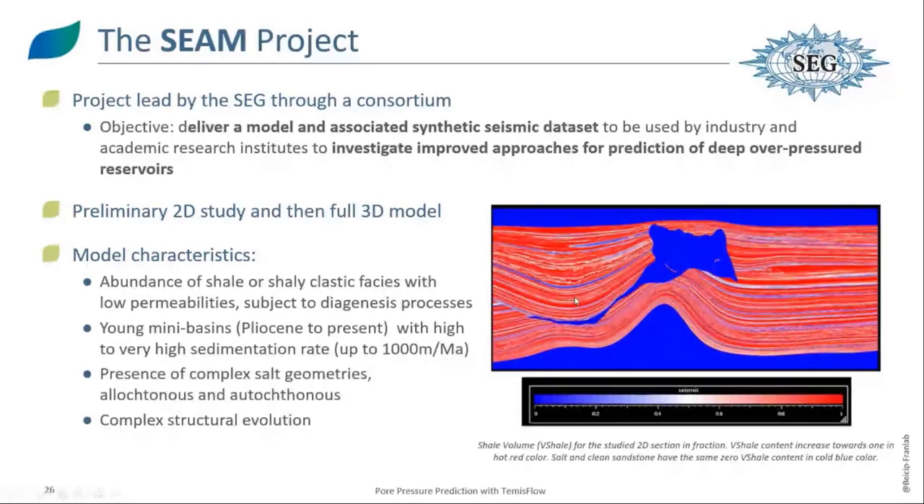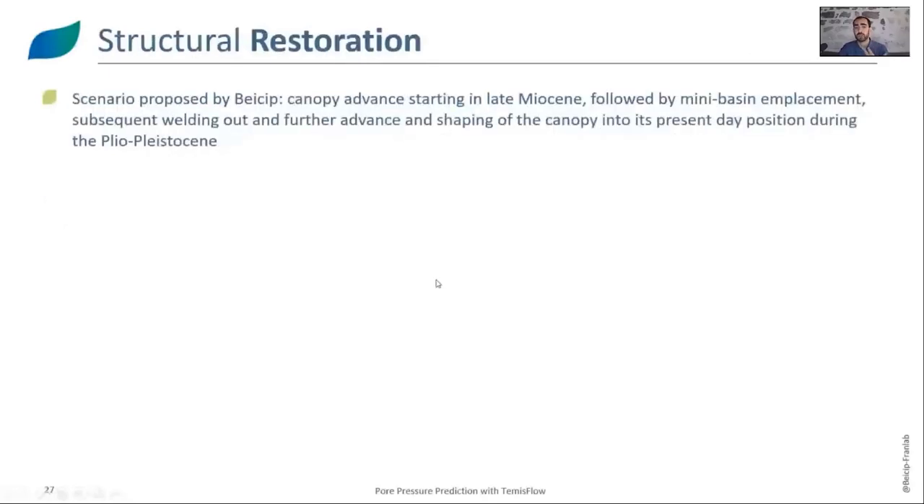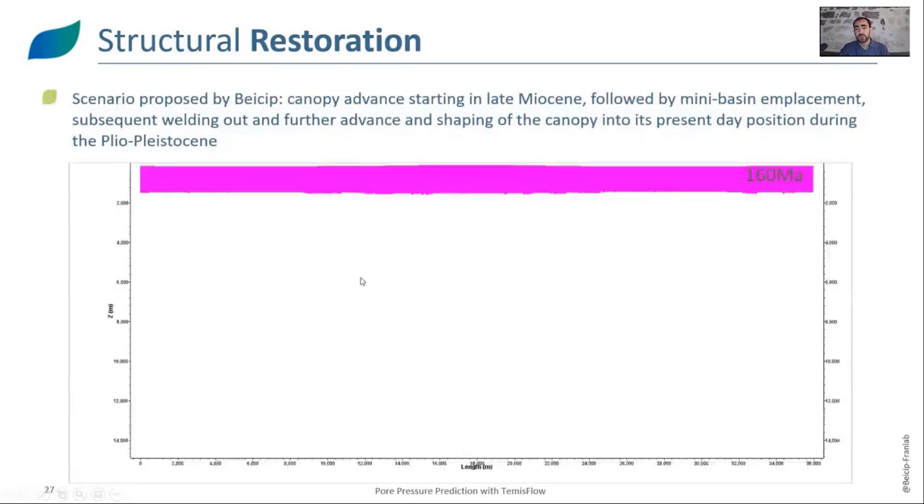We have a very young mini basin right here with a very high sedimentation rate, and we have the presence of a complex salt geometry, which requires a complex structural evolution. So this is actually the structural restoration that was proposed by Beicip.